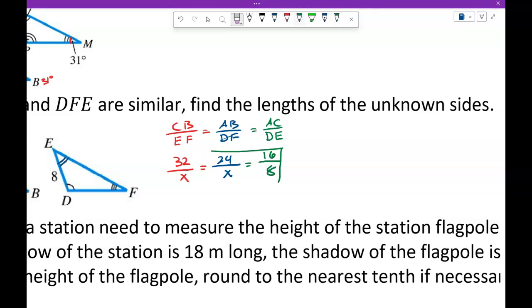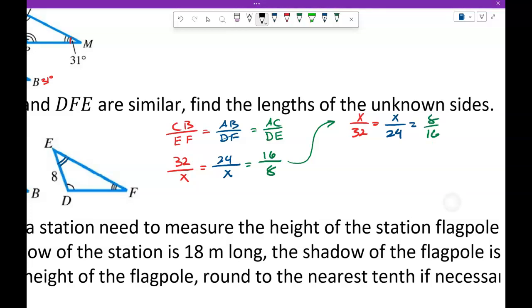Now the useful thing about proportions is that they work in either direction. And so I don't like having my variable in the denominator. It adds an extra step. So what we can do is we can actually flip all of these fractions and the proportion will remain the same. X over 32 equals X over 24 equals 8 over 16.